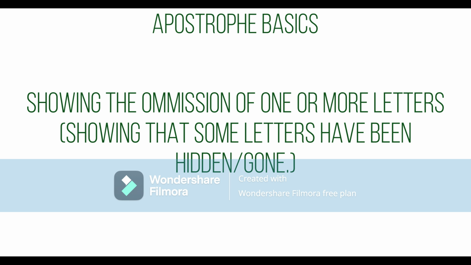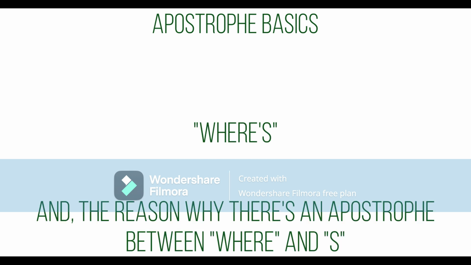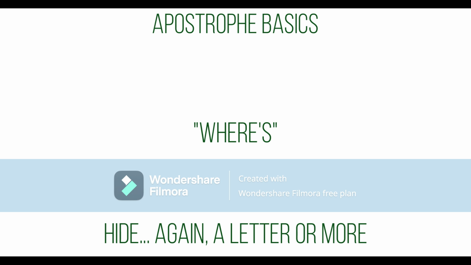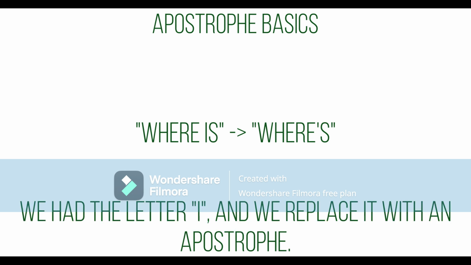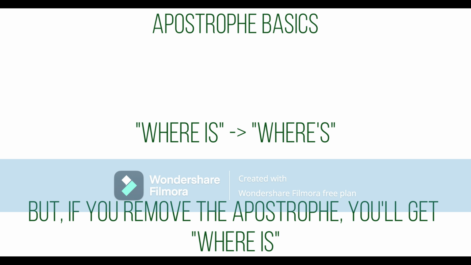So, for example, you have where's. And the reason why there is an apostrophe between where and s is because you omit or basically hide a letter or more, which is the letter i. You hide the letter i and then you replace it with an apostrophe. So you just say where's. But if you remove the apostrophe, you'll get where is.